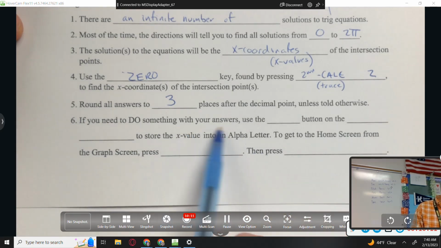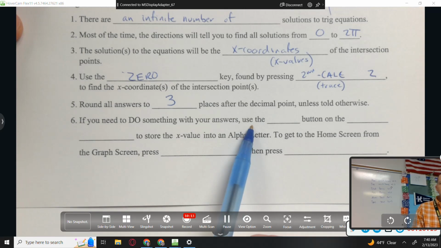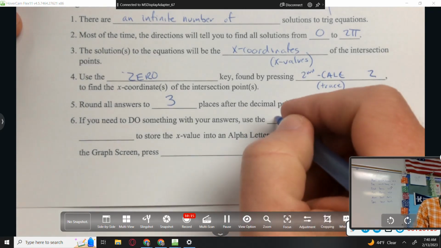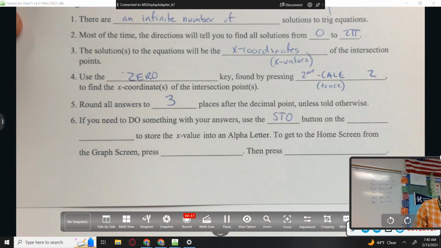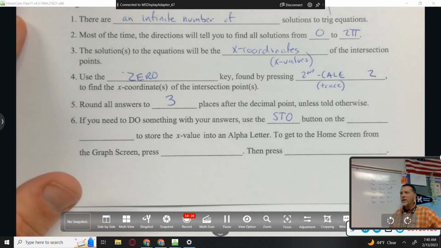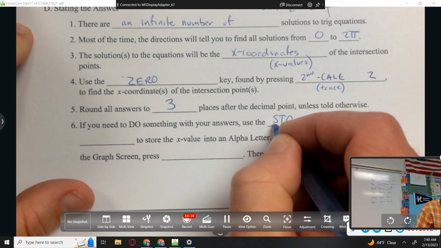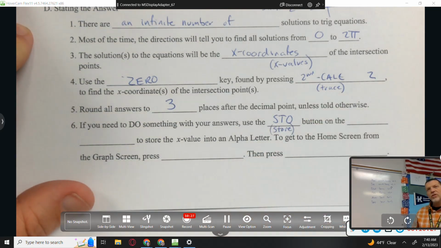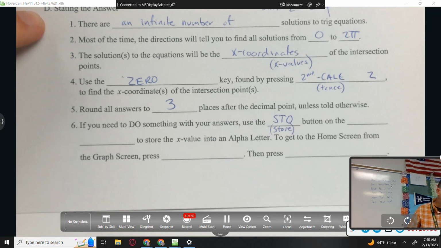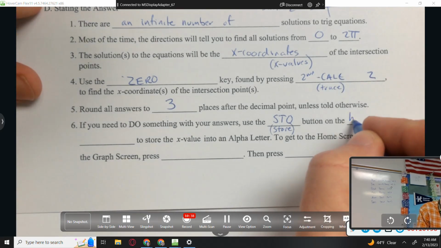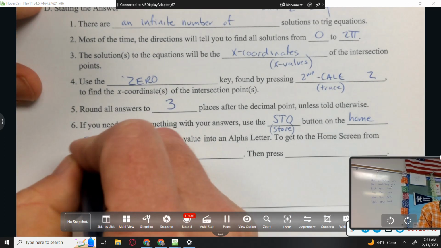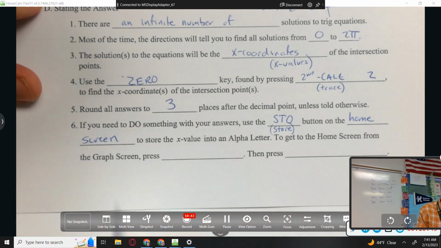If you need to do something with your answers, this is a little more for later, but this becomes really helpful in calculus. Use the stow button. Stow is short for store, meaning keep, as opposed to the grocery store, not that kind of store. So it means keep this value in mind, and that button is on the home screen. We'll play with this more later.